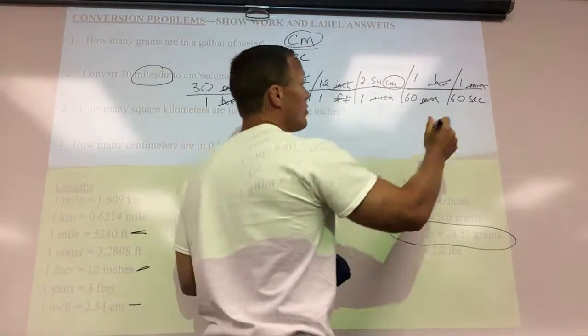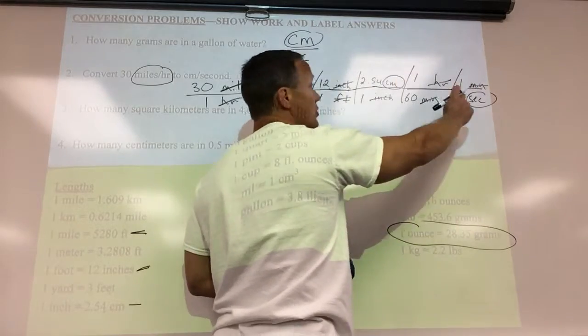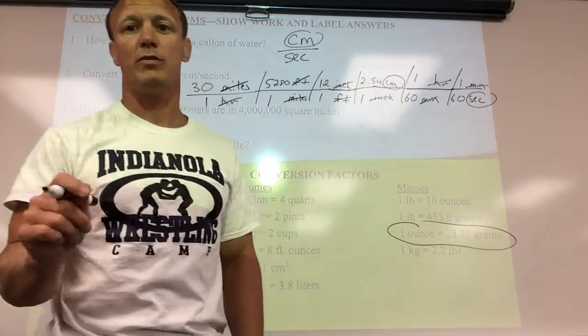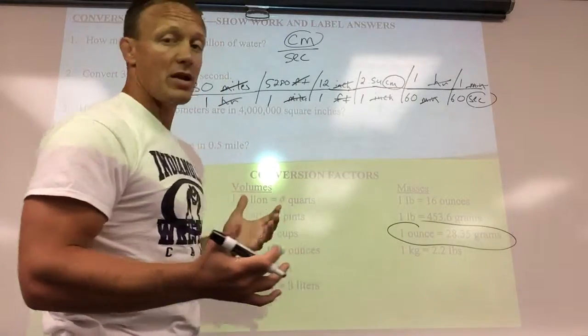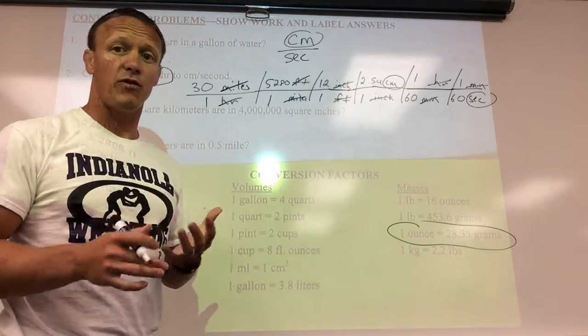1 minute, 60 seconds. So if we look here, we have our labels. We have centimeters per second. Now listen to me on this and getting the answer, okay? You've done this before, but I'm going to tell you a little bit different way to do this. It'll make it easier for you with your calculator.